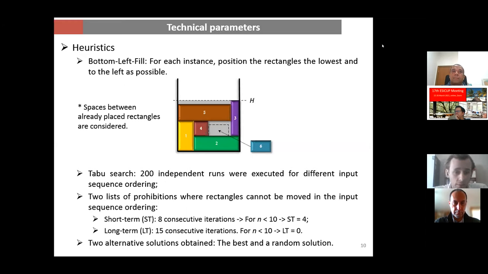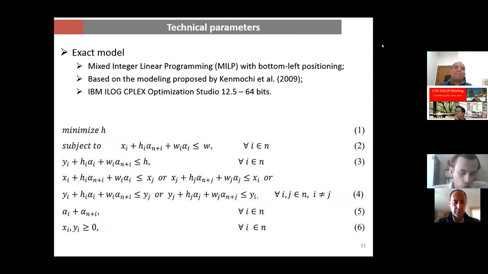To obtain the solutions, in the first moment, we used a constructive bottleneck-fill approach to obtain the first complete solution for each instance. And also we used a tabu search, with 200 independent runs, to obtain other solutions to improve the first solution obtained. With this, we take into consideration two alternative solutions, the best obtained with the tabu search, and another random solution from the 200 independent runs that we developed. To obtain optimal solutions, we developed a mixed-integer linear programming model with a bottom-left positioning, based on the modeling proposed by Kemoch et al.